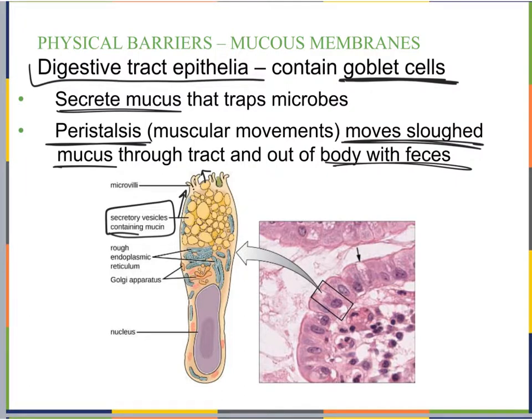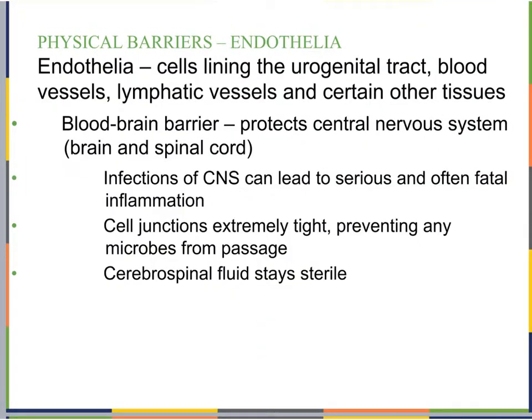So again, it's going to be trapping the bacteria. Remember, mucus has these antimicrobial properties to it. So the antimicrobial properties will be working on the bacteria all the while that it's stuck in the mucus. And even if it doesn't, the idea is that it would stay stuck in the mucus until it leaves the body with the feces. All right, so the next barrier is our endothelium.